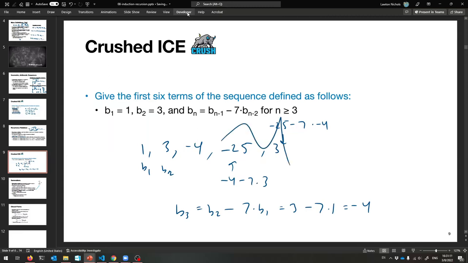This sequence is oscillating. That's kind of cool. It went back to negative 3. It went back to positive 3. Don't know why I want to keep saying negative things. And that's cool. Let's see what happens for the next element. We just need one more, right?